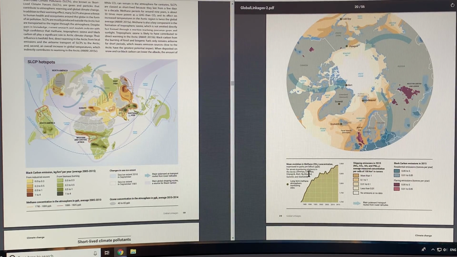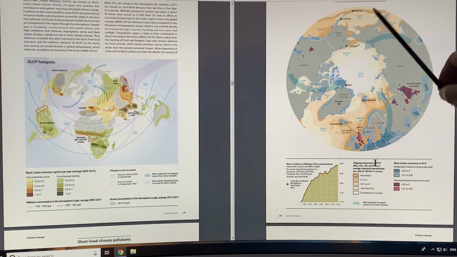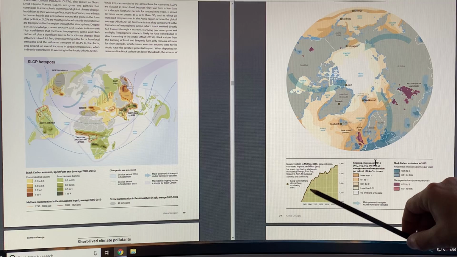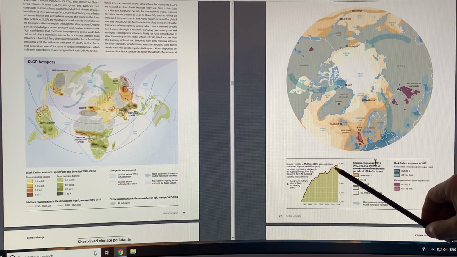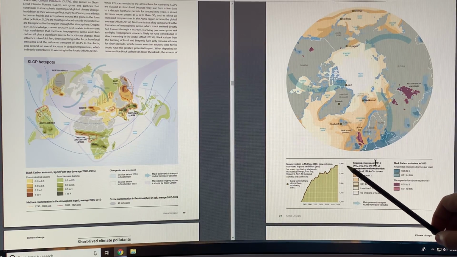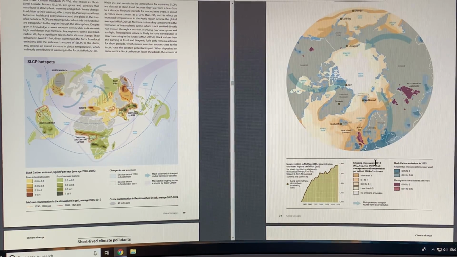This is the mean evolution of methane in 7 monitoring stations in the Arctic. These dots here are the monitoring stations. And the levels here, you can see 2007, a tapering off, and then a large rise up to 1900 parts per billion.